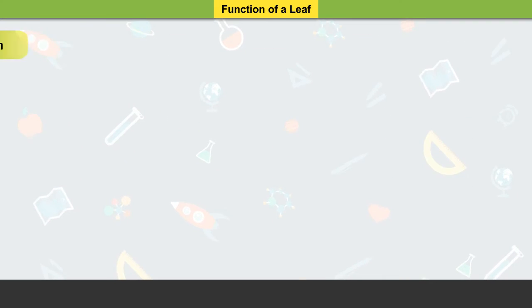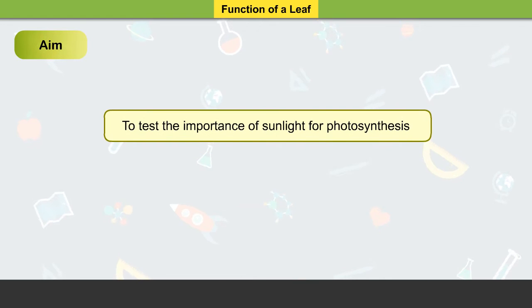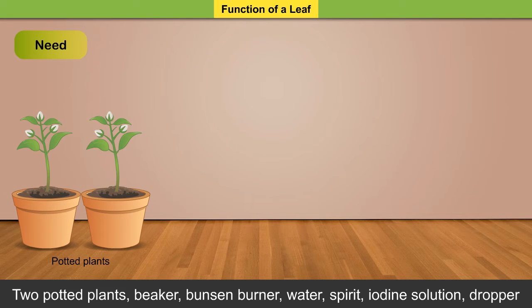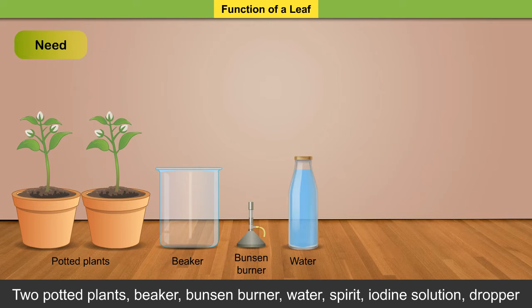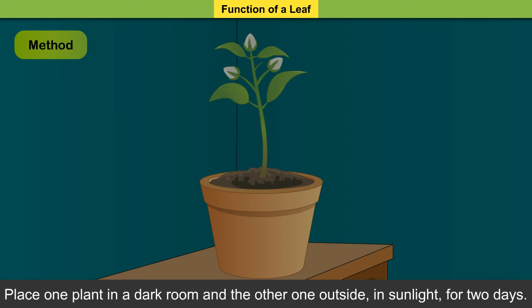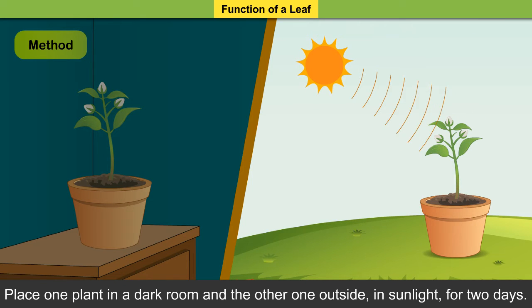Activity. Aim: to test the importance of sunlight for photosynthesis. Need: 2 potted plants, beaker, Bunsen burner, water, spirit, iodine solution, dropper. Method: place one plant in a dark room and the other one outside in sunlight for 2 days.